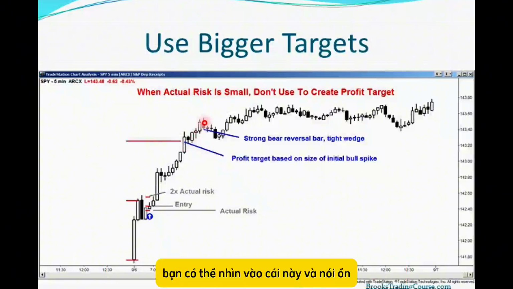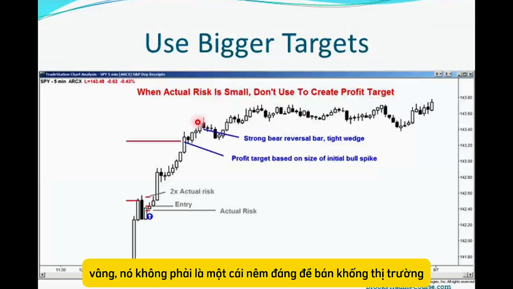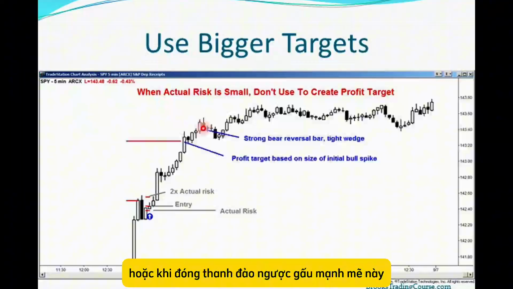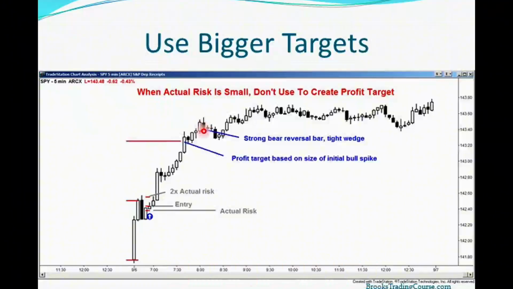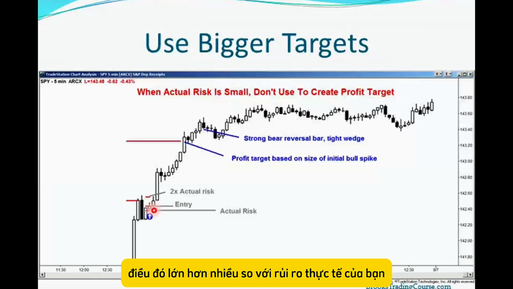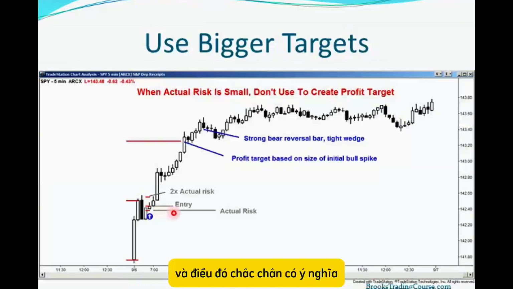You could look at this and say, okay, we've had 3 pushes up here. Yes, it's not a wedge that is worth shorting. The market is almost certainly going higher, but it may pull back fairly deeply. It may pull back all the way down here, and I don't want it to come back that far. I don't want to give back that much profit. So I'll take half off either on the close of this strong bear reversal bar or right below its low. And you'll end up with a profit target that's much greater than your actual risk, and that certainly makes sense.